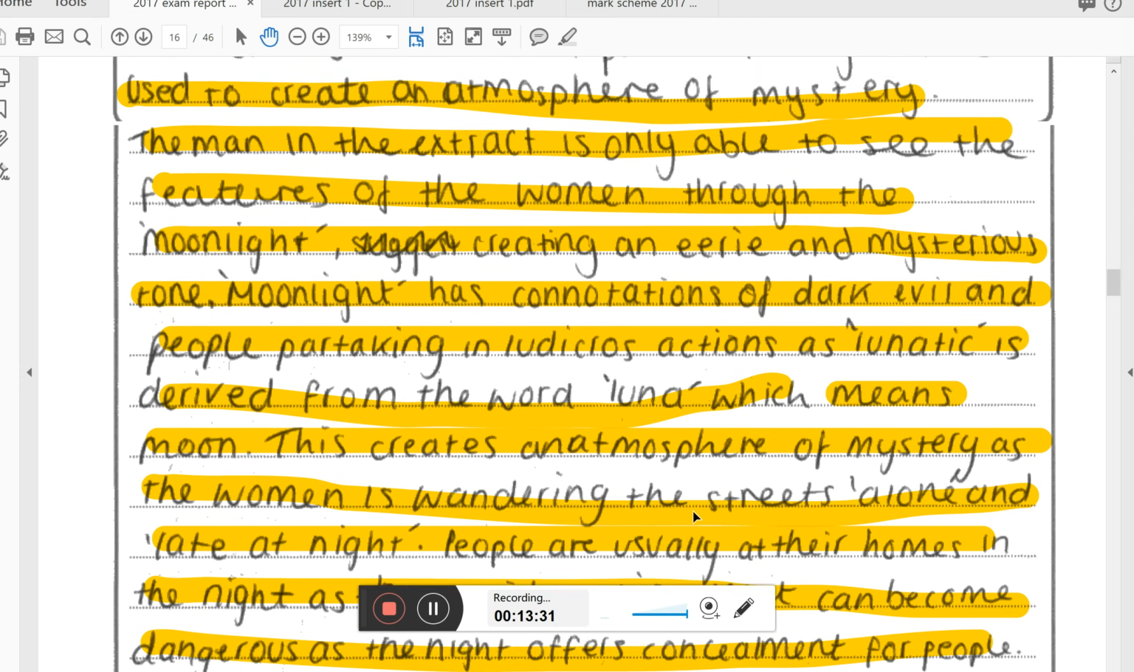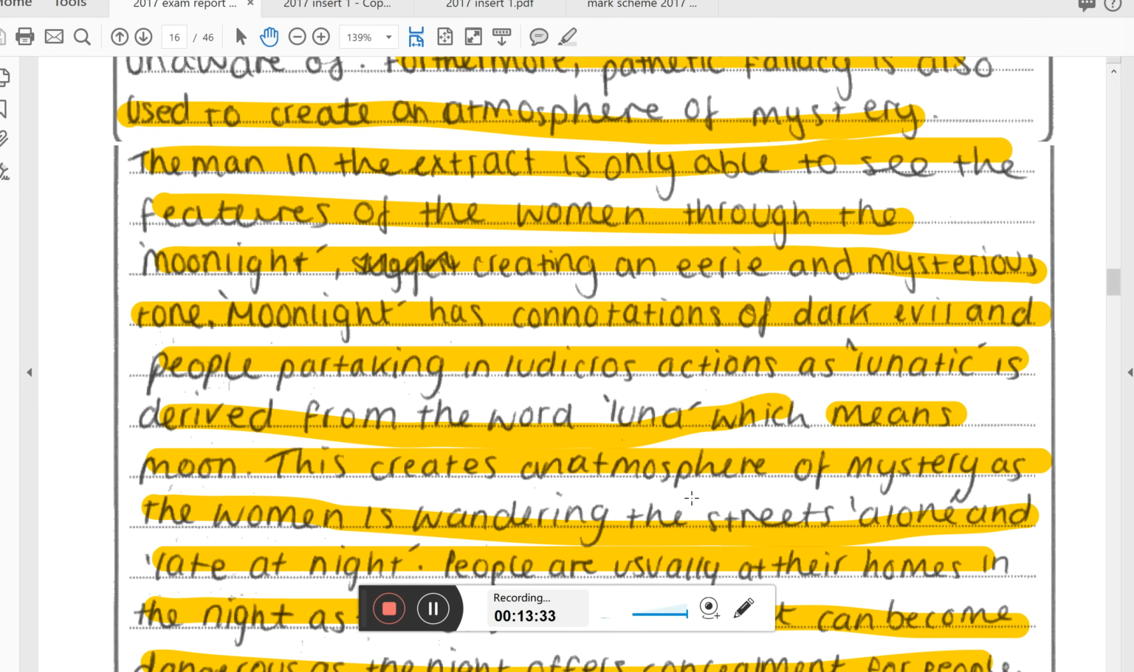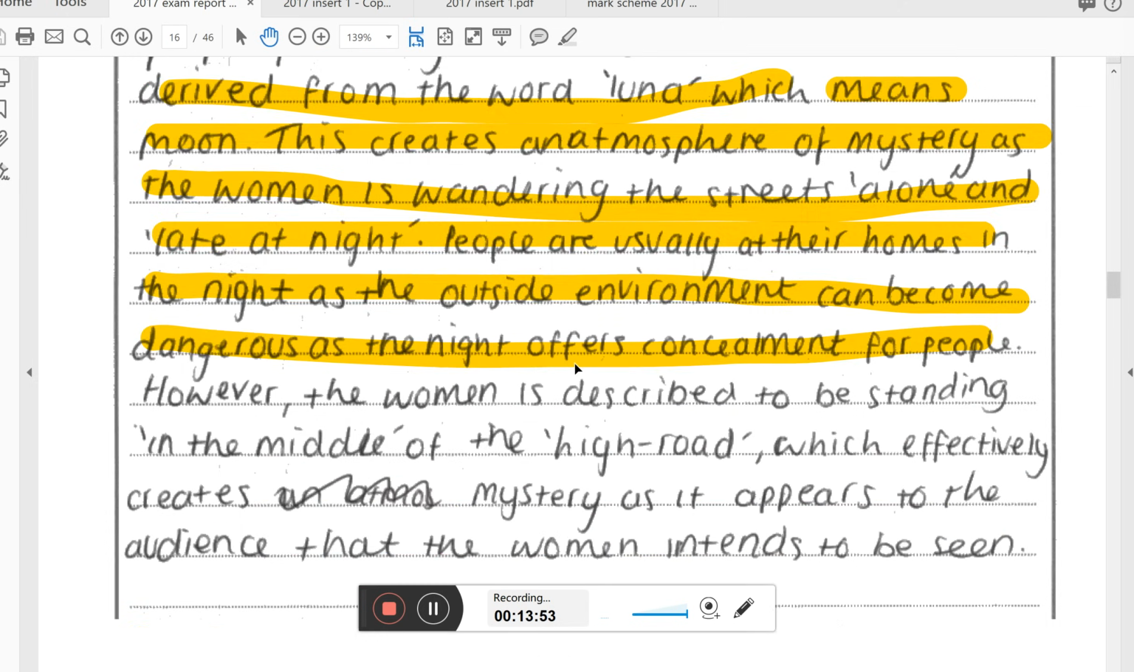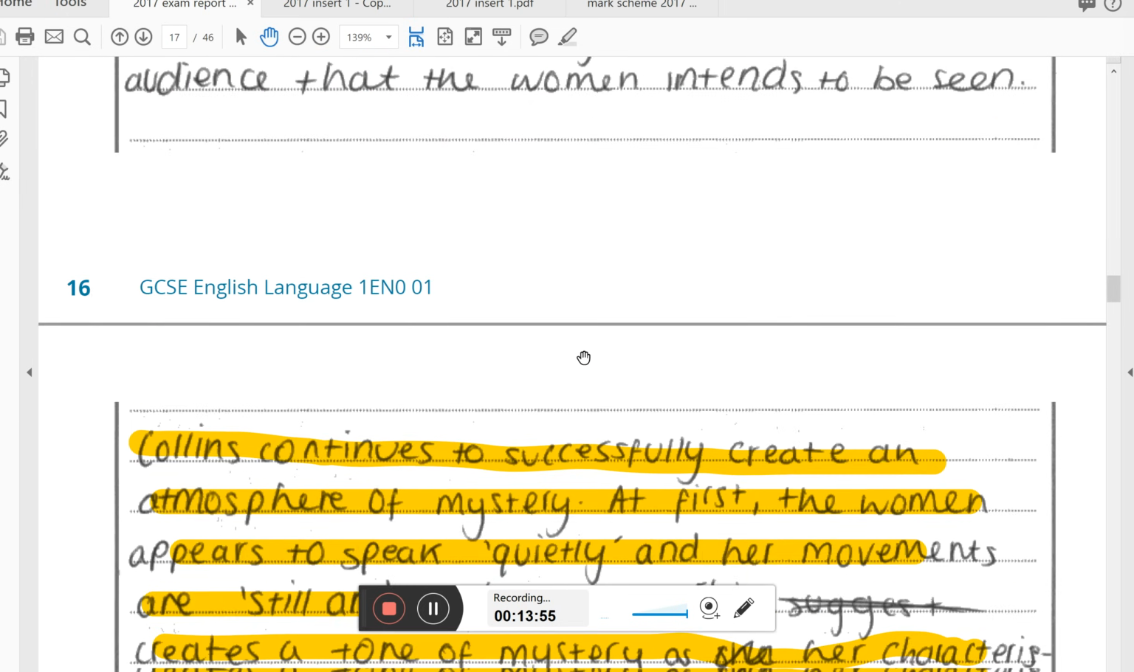Okay, so you might think, well, yeah, obviously night is spooky, but you need to explain it. So this person has not just said it's mysterious because it's the moonlight, but they've gone into loads of detail, almost overly explained why it creates mystery. And that's kind of what you need to do. You need to talk about it in as many different ways as you can to really make sure that you've covered all the bases there.